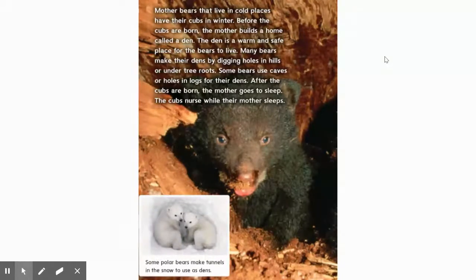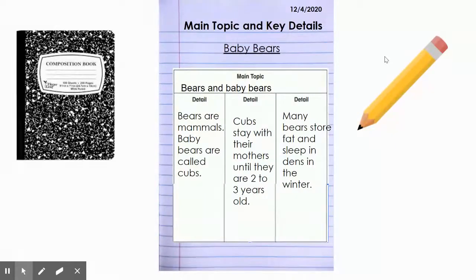Now, second graders, this is more facts and information about bears and baby bears. We learned that many mother bears build dens to live in through the winter. And to survive the winter, they must eat a lot and store fat in their bodies to survive and to also make sure they're able to feed their cubs. So that is a piece of information that relates to bears and baby bears. So my final key detail is that many bears store fat and sleep in dens in the winter.